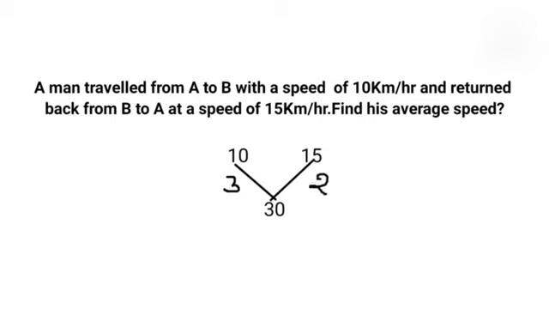We can find the answer. That is, average speed is equal to, we got the LCM as 30, we have to double it. Why are we multiplying it with 2? Because here the same distance is traveled twice. So don't forget this step. So 30 into 2 is 60, divided by the sum of 3 and 2, that is 5. 60 by 5 is 12. So you will get the answer as 12 km per hour. I hope this is clear to everyone.